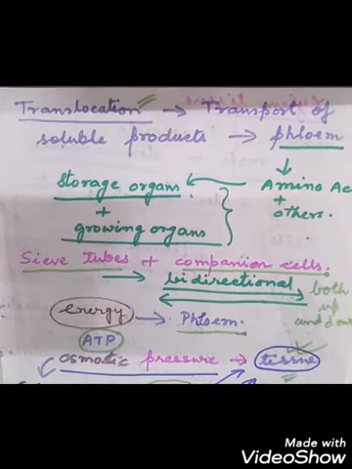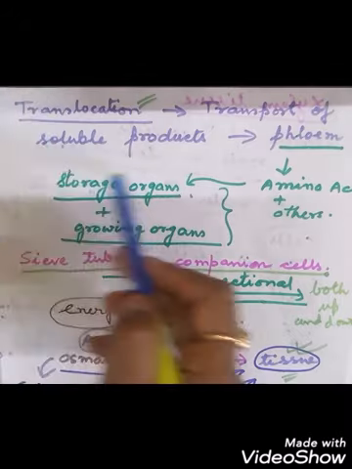So already we have discussed the transport of water and minerals, and next is the transport of food in plants. Now the food that is formed during the process of photosynthesis becomes soluble, and this transport of soluble products from the leaves to all the parts of the plant is called translocation.